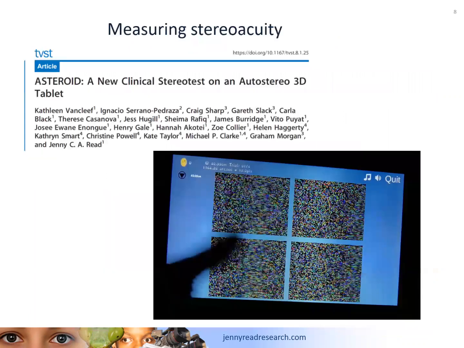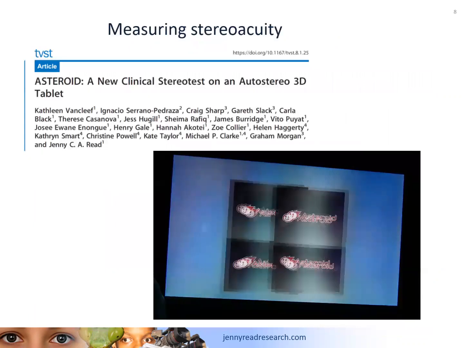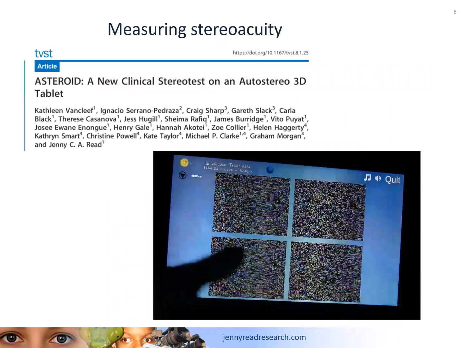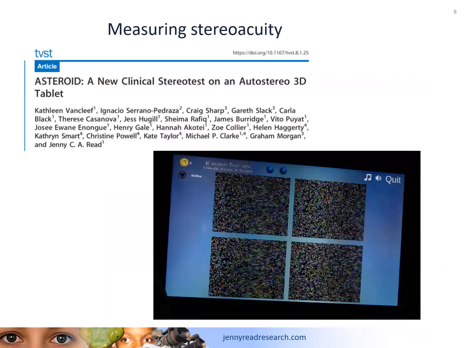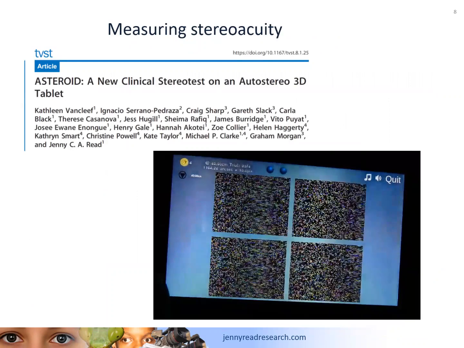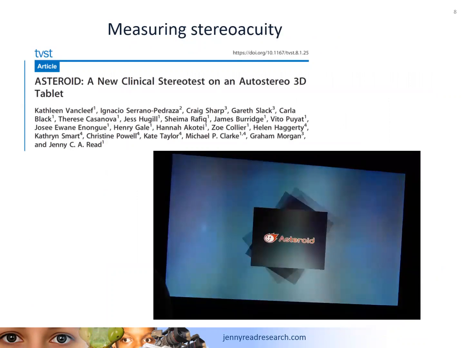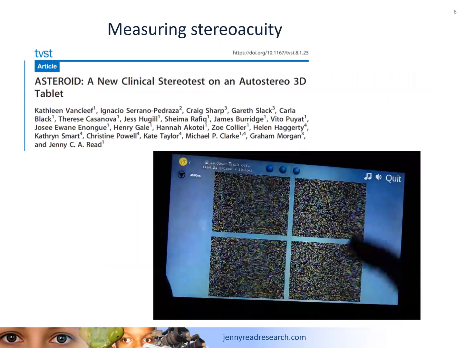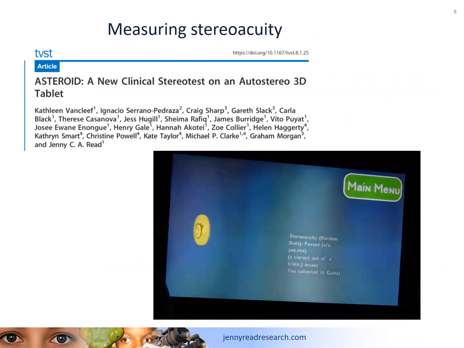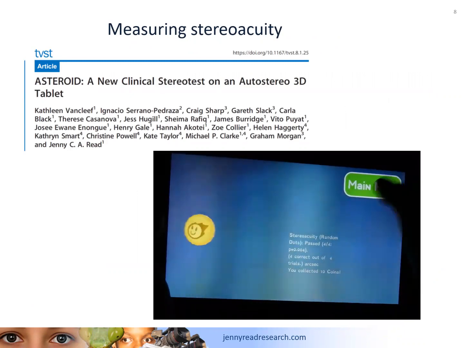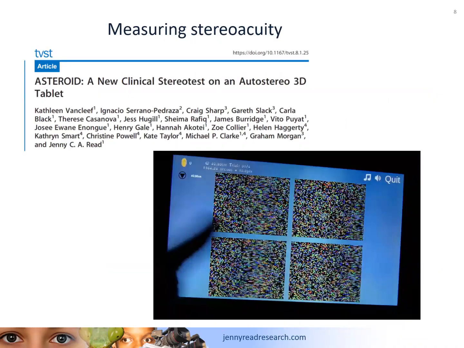So if you can understand how stereo vision works normally, you can start to understand what may go wrong in these conditions. And some of my clinical work has been developing a test to measure stereo acuity, so the ability of stereo vision in children in the form of a game on a 3D tablet that's more fun and engaging than conventional stereo tests.